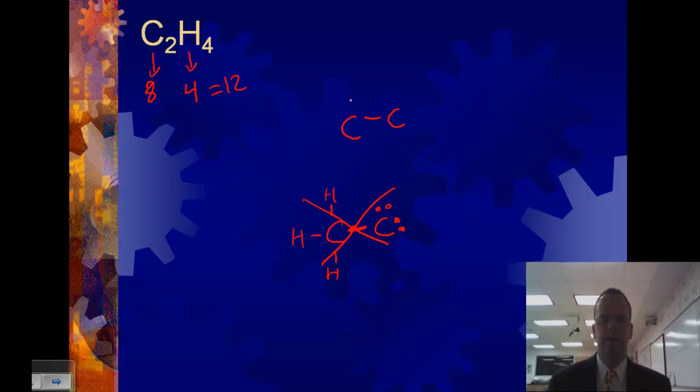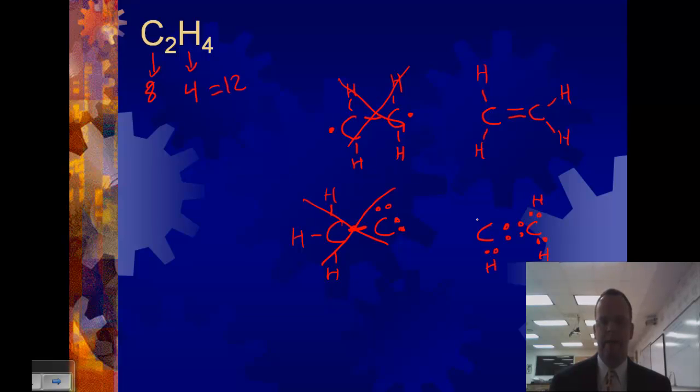Keep my carbons together. Try putting 2 on each. I still have 2 more electrons to work with, so at most I can get 7. So that's not going to work. So I'm going to have to use a double bond. So I'll double bond the carbons. Now I've got hydrogen on each of the 2 carbons. Now each carbon has 8. Each hydrogen has 2. If you were to do this with dots, it would look like this.